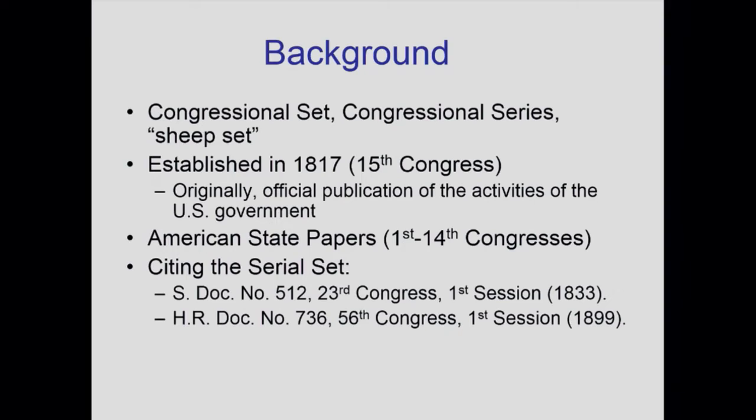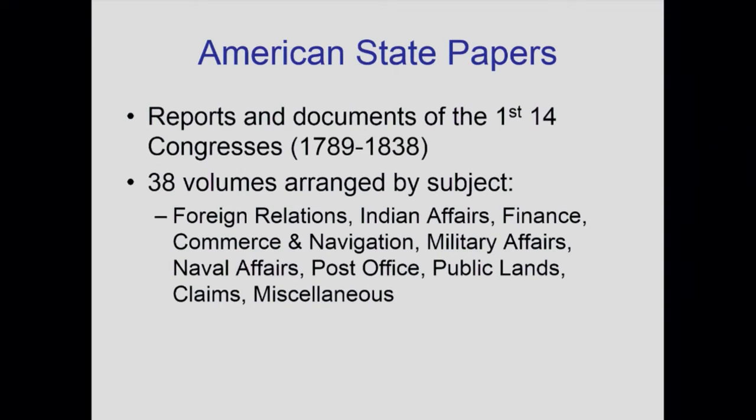So I mentioned the American State Papers. These are the reports and documents of the first 14 Congresses. There's 38 volumes arranged by subject, and those subjects are foreign relations, Indian affairs, finance, commerce and navigation, military affairs, naval affairs, the post office, public lands, claims, and miscellaneous. For genealogists, probably the most useful volumes are the public lands and claims volumes, but it is absolutely possible to find some other useful information in the others as well.